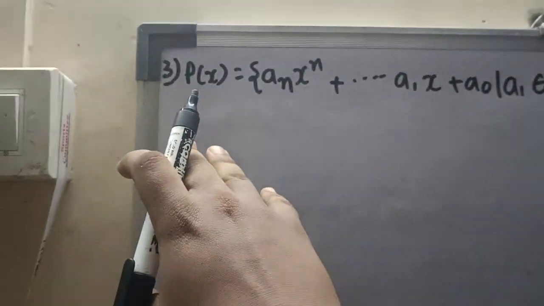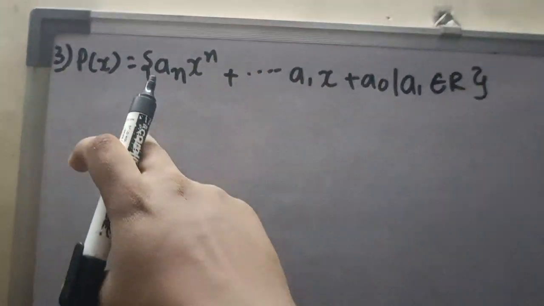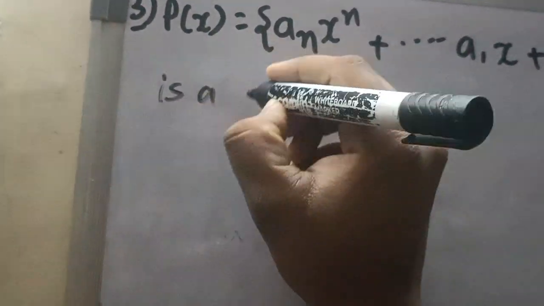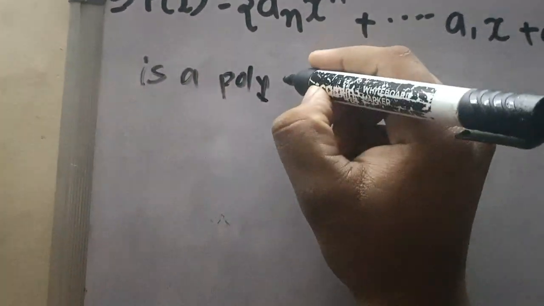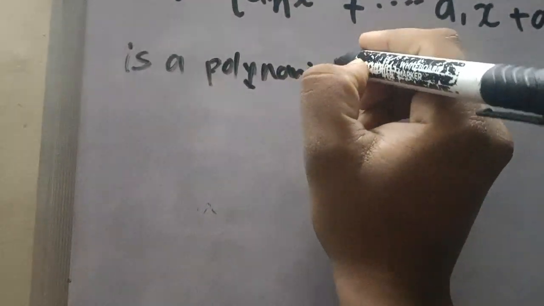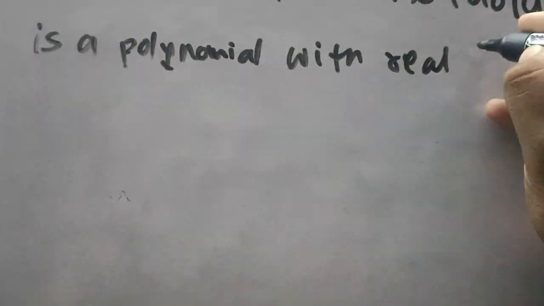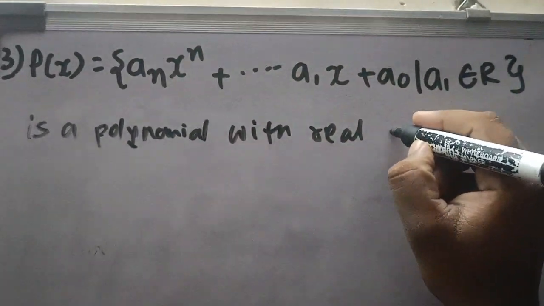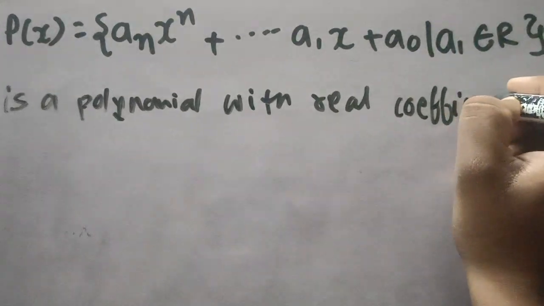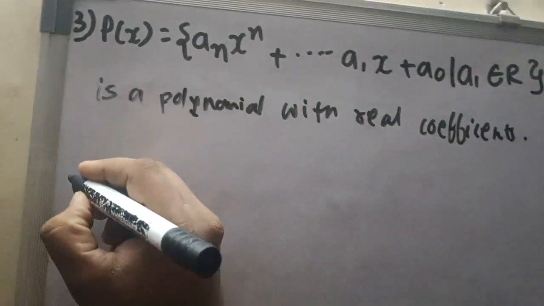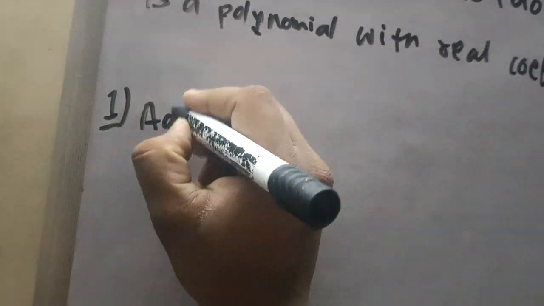The next question that is given here is something like this. What it states is that this set is a polynomial with real coefficients. So again what we'll do is, firstly we will check the addition condition.